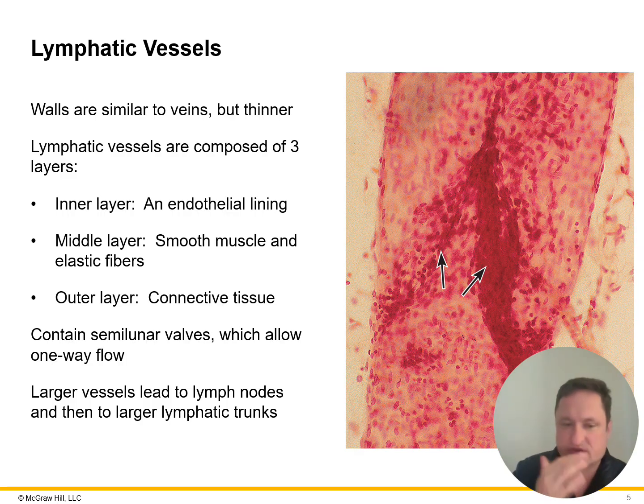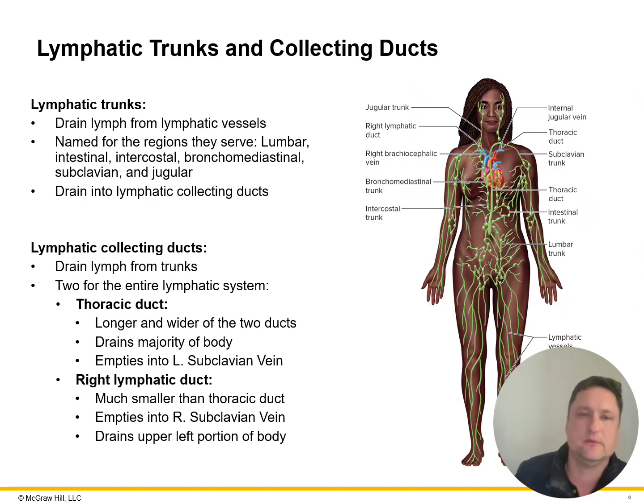Okay, we talked about those trunks already, and we will continue to talk about these trunks in the future slides here. Okay, here we go. Regional lymphatic trunks collect the lymph from large body territories. Their name reflects their geography. We have lumbar, intestinal, intercostal, bronchomediastinal, subclavian, and jugular.